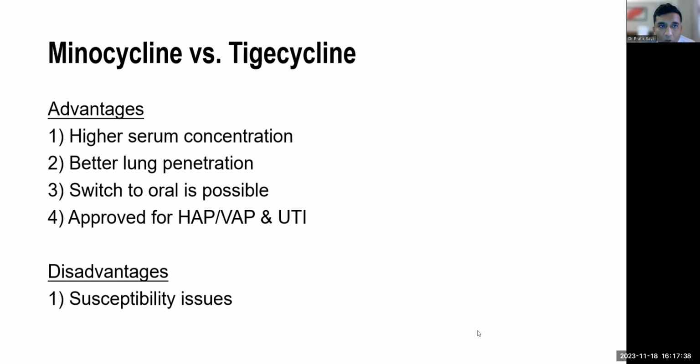One advantage of minocycline is that an oral switch is possible whenever we want to complete a 2-3 week therapy. But again, whenever we switch over, I don't know whether it will achieve a good concentration or not. It is approved for HAP, VAP, and UTI, where tigecycline doesn't achieve a good concentration in the lung, in the serum, or in the urine. That will be achieved with minocycline. The disadvantage is the susceptibility issue.